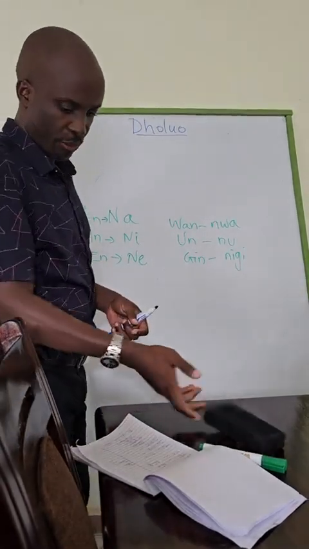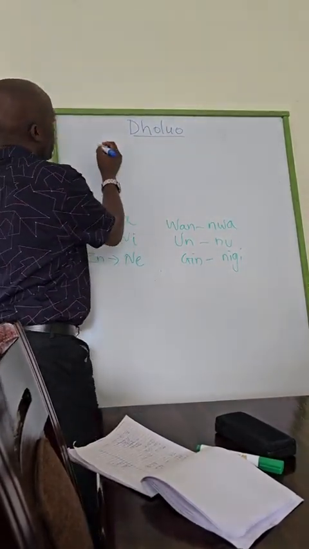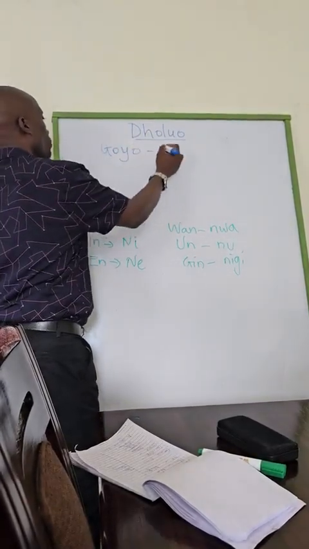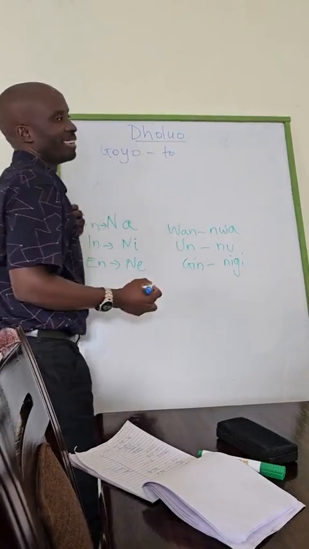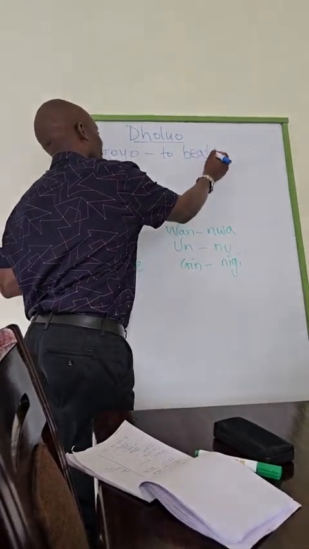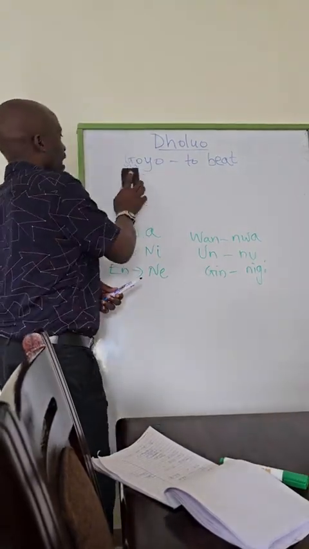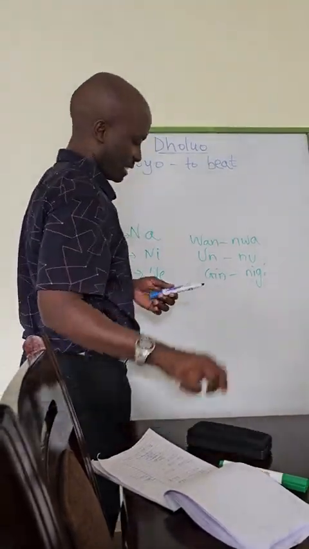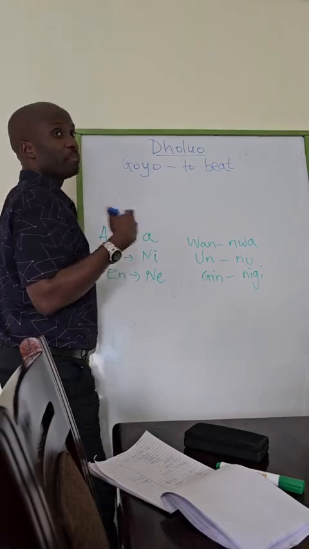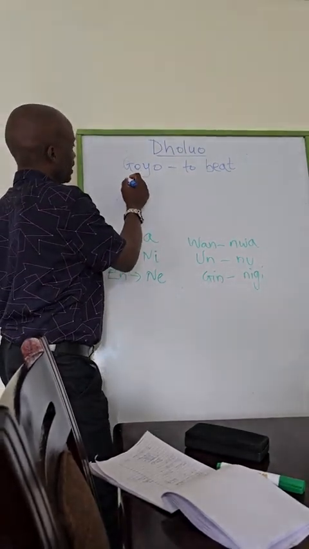Let's use an example. For example, we use the verb goyo. Goyo means to beat. First of all, let's conjugate this goyo first, as we said last time in the present tense. If it is goyo, and you want to say I am beating something, you say what? I am beating.